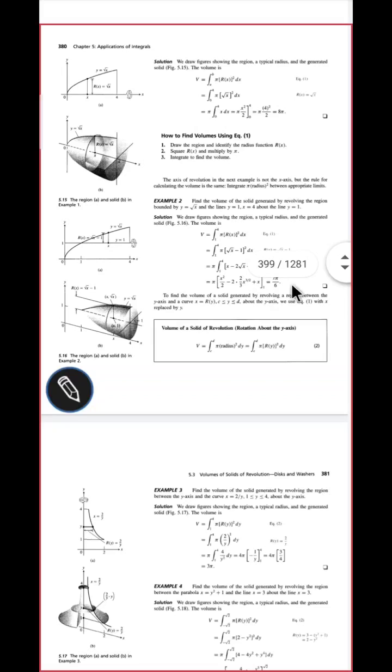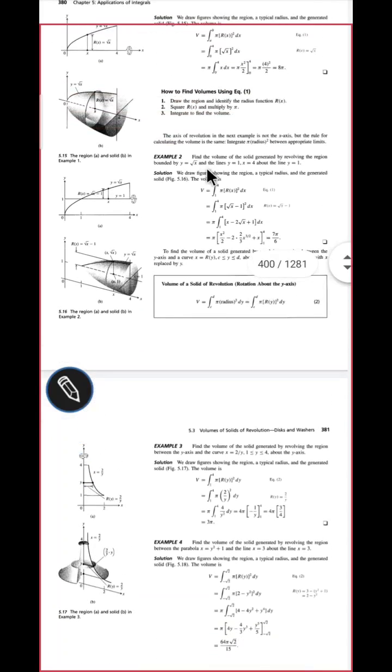If you are given about the y-axis, then do you see the changes? Volume is equal to, here it is dy, and your function will be in terms of y. That is quite clear actually. You already know, if you are revolving around the y-axis, then it will depend on dy, and the function will be in terms of y.